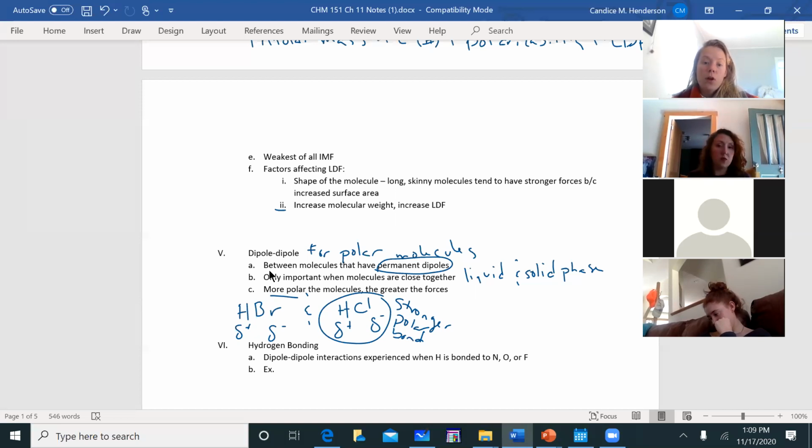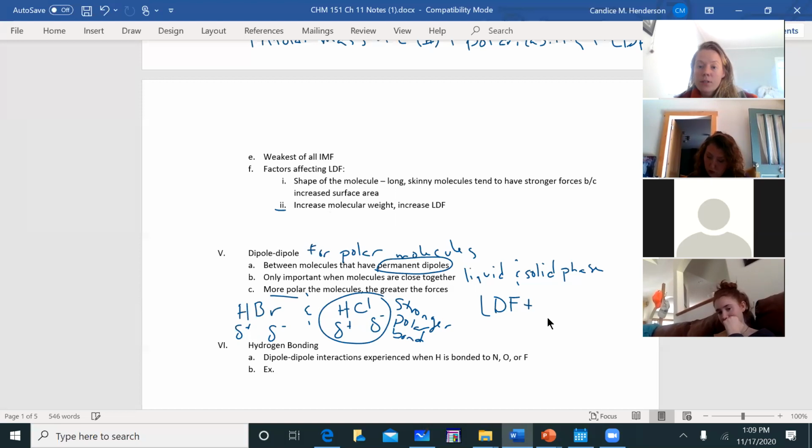So do note, though, that any of these structures that have a dipole-dipole moment also have London dispersion forces. So these have dipoles and they have London dispersion. So you want to layer both of those on top. So we get LDFs, London dispersion forces, and we're also getting our dipole.